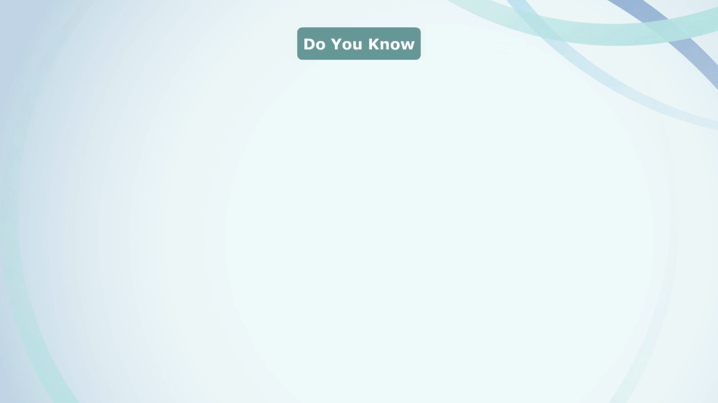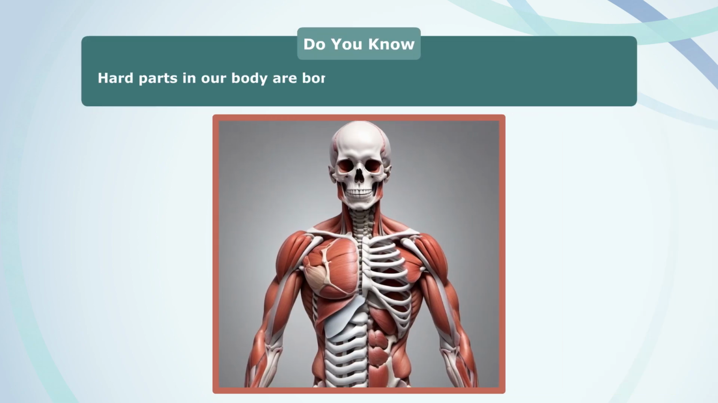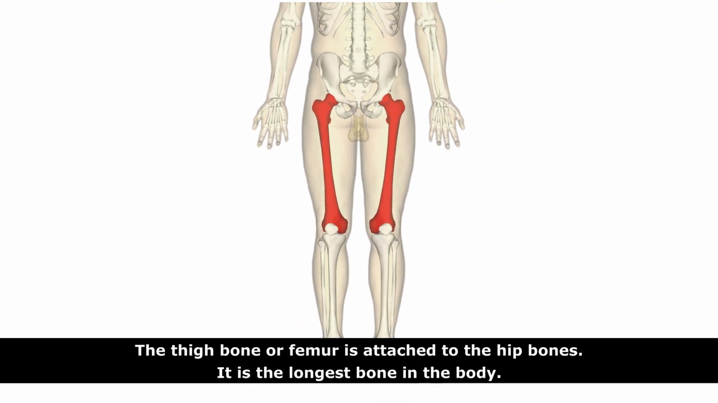Do you know? Hard parts in our body are bones. Soft parts in our body are muscles. The thigh bone or femur is attached to the hip bones. It is the longest bone in the body.